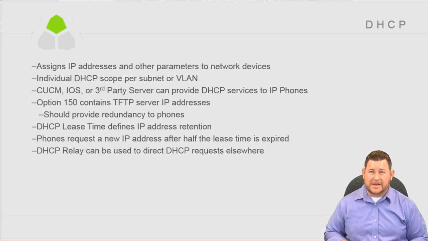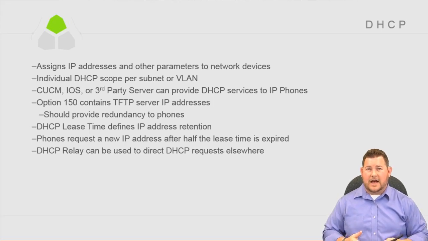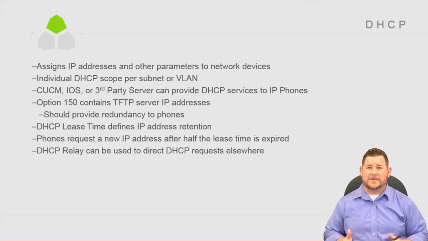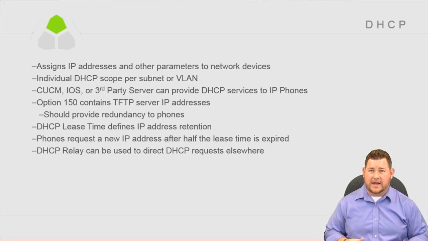So DHCP will allow you to send that IP address to a different device. It's going to give you DNS settings. Option 150 for your TFTP is very important in unified communications. You're going to need to send that out. And there's going to be an individual DHCP scope per subnet on a VLAN.